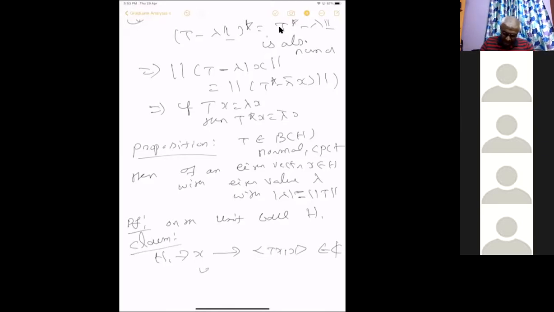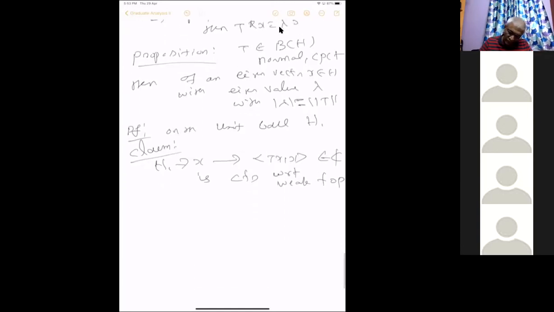This function is continuous with respect to weak topology. So why is this true? We just have to check if some net converges weakly, this converges. Suppose x lambda converges to x, some net converges to this.